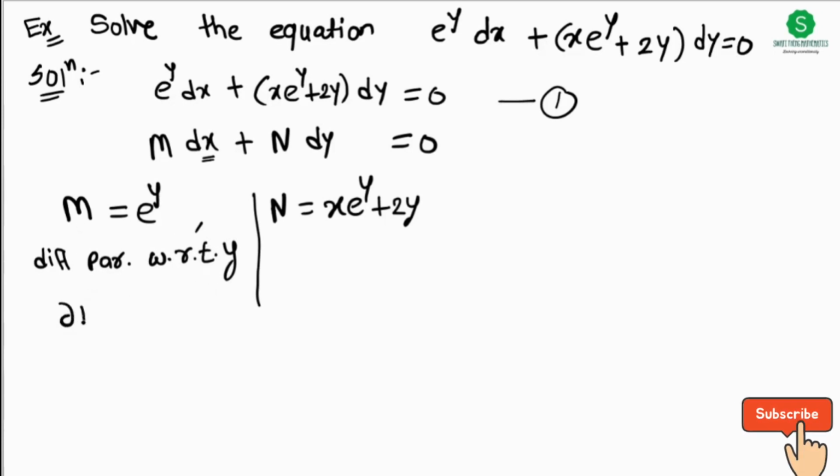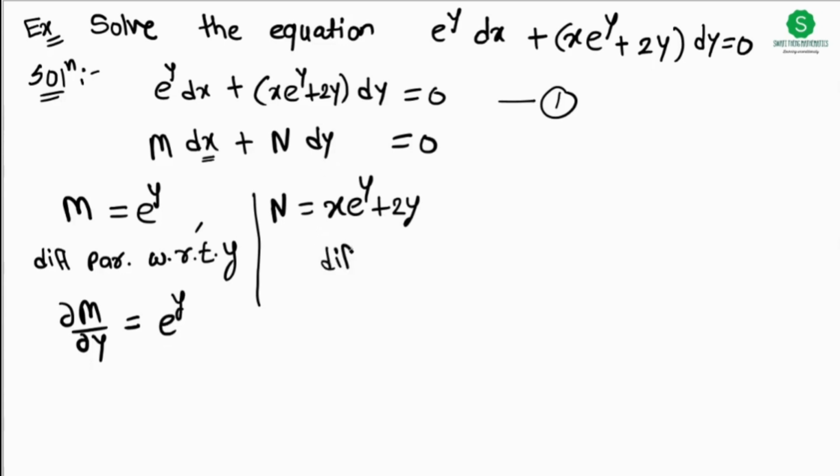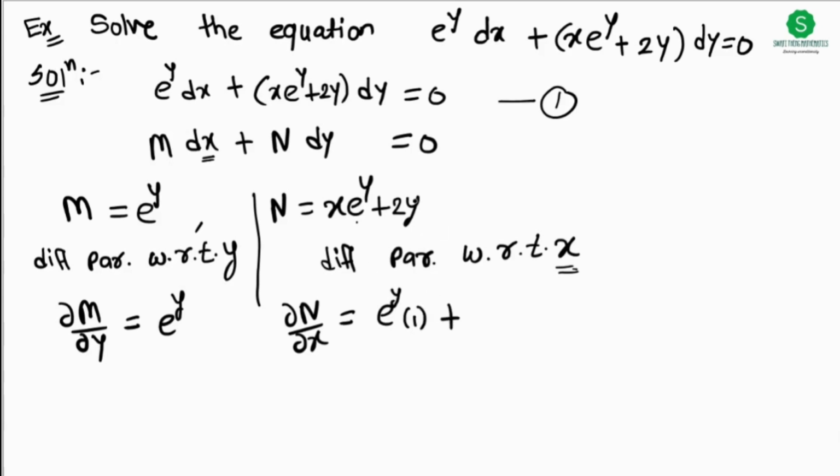So after differentiating this M with respect to y, the derivative of e to the power y is again e raised to the power y, and this N is the coefficient of dy. So differentiate this term partially with respect to x. So del N by del x: here when we are differentiating partially with respect to x, we have to keep y as a constant. So here e raised to the power y is constant, the derivative of x is 1, plus 2y. Y is a constant, so the derivative of a complete constant term is 0.